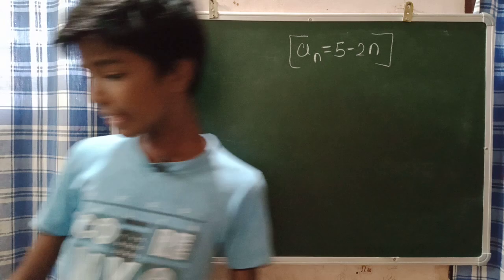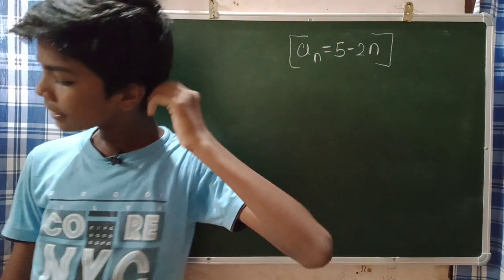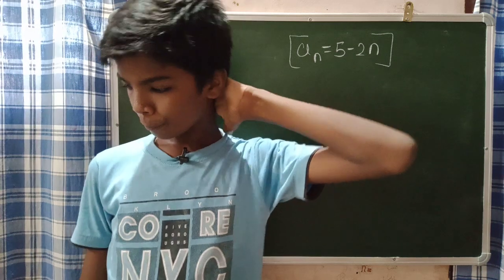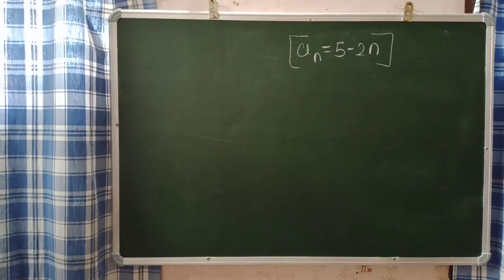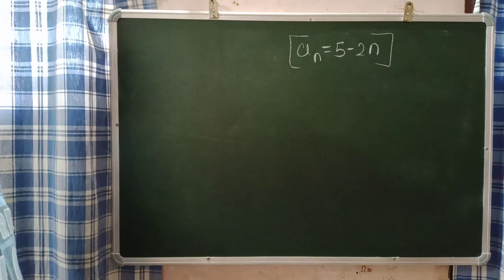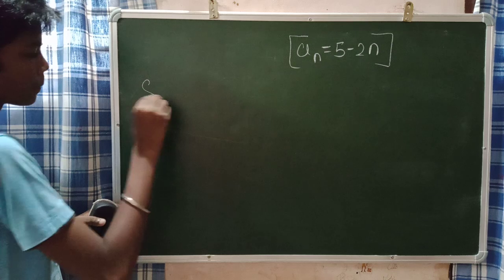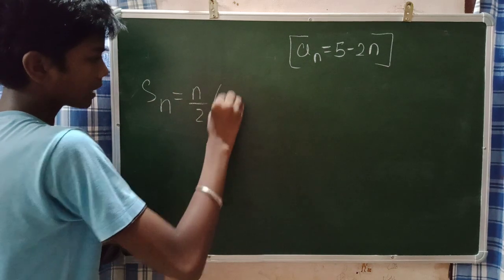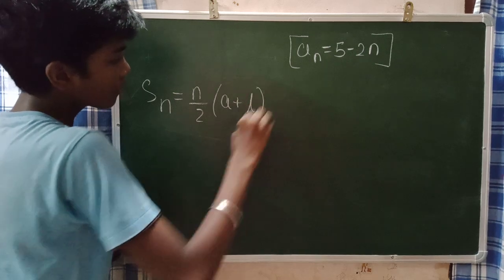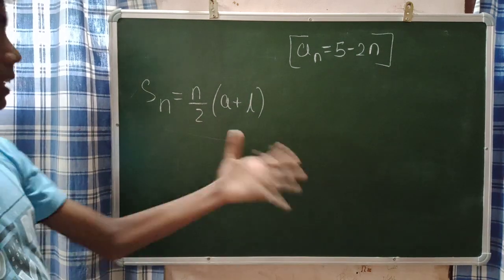So find the sum of first 20 terms of an AP whose nth term is given as an is equal to 5 minus 2n. So they are asking first 20 terms sum. So guys, we know that it is an arithmetic progression, right? AP. So what is the sum of n terms of an AP? Sum of n terms of an AP is nothing but n by 2 into a plus l. Correct? That is the sum of n terms of an AP formula. So Sn is equal to n by 2 into first term plus last term.